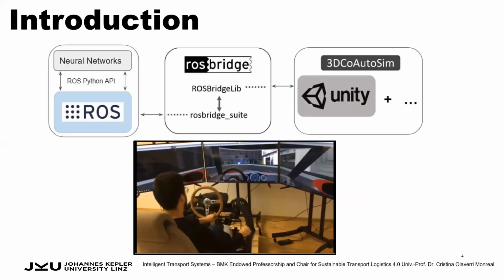Okay, the picture on the bottom, as you can see, is a demonstration of our simulator. Above is the basic architecture of the whole simulator. ROS is connected with Unity via ROS Bridge, which is a package that manages the data exchange between ROS and any platform outside ROS. We also add a neural network on the ROS side via the ROS Python API, so that we can enable the machine learning capabilities.